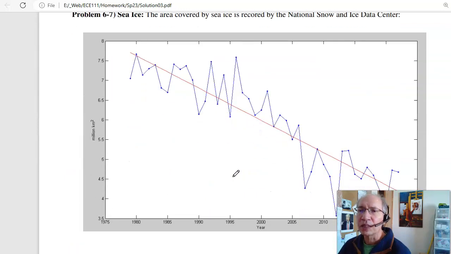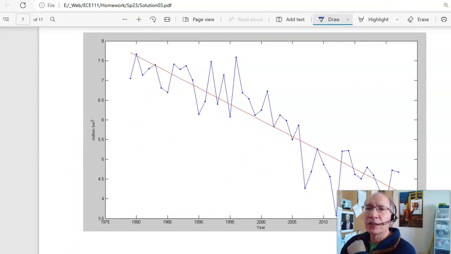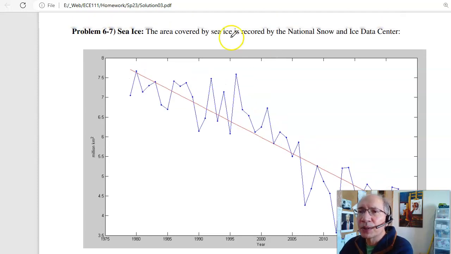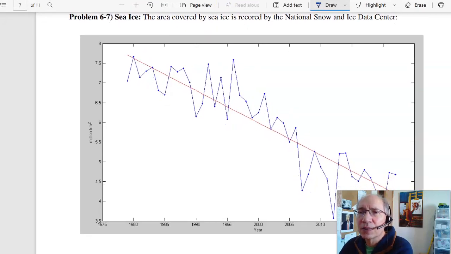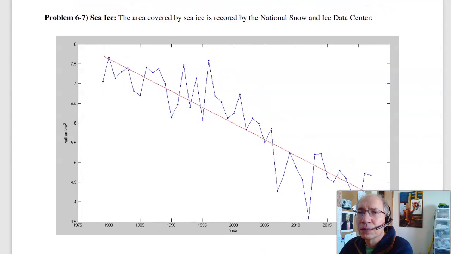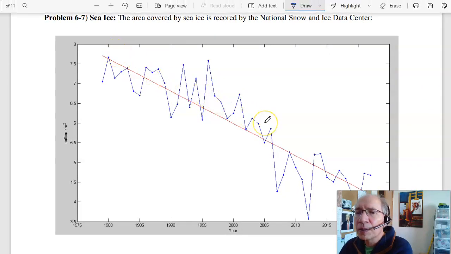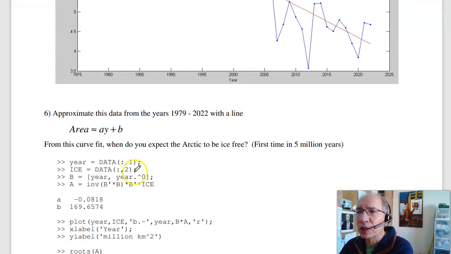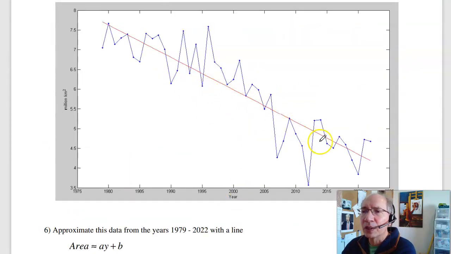Problem 6. If you go to the National Oceanic Atmospheric Administration, they have records of the sea ice levels. If you take the minimum sea ice level per year, here's what it looks like. Come up with a linear curve fit for it. So same procedure as before. Go to the data set, copy the data into MATLAB. The first column is year, second column is ice level. Plot it. I get the blue line.